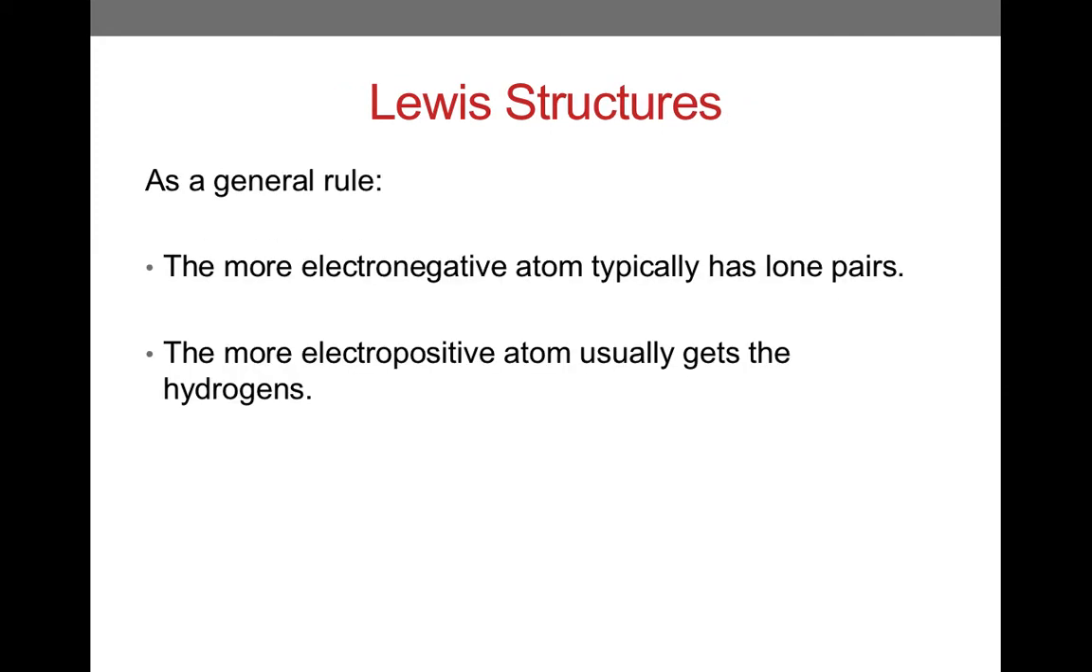As a general rule when drawing Lewis structures, the more electronegative atom typically has lone pairs. The more electropositive atom usually gets the hydrogens. So as in the previous example, the carbon is more electropositive, so it obtained the hydrogens, and the oxygen is more electronegative, so it received the lone pairs.